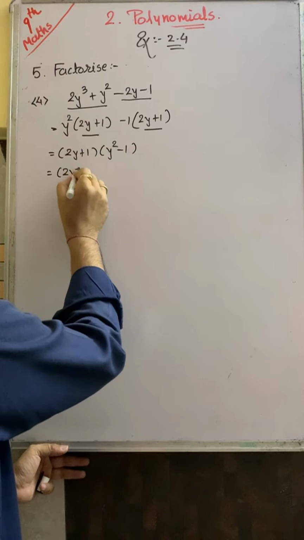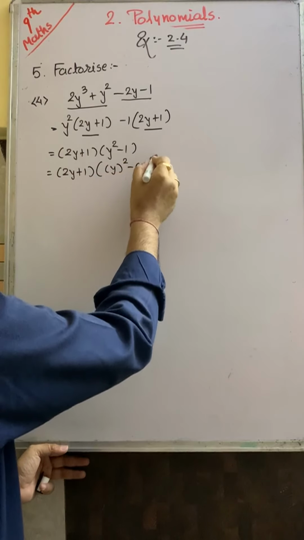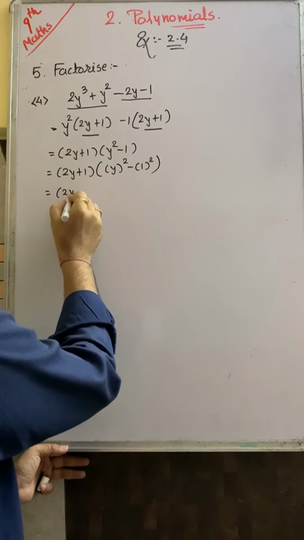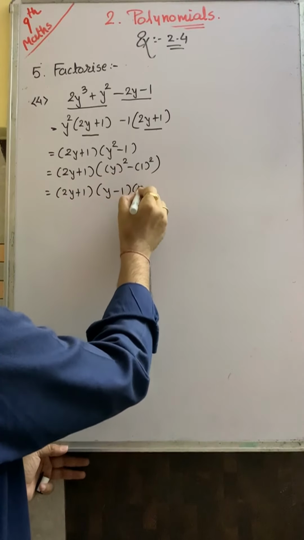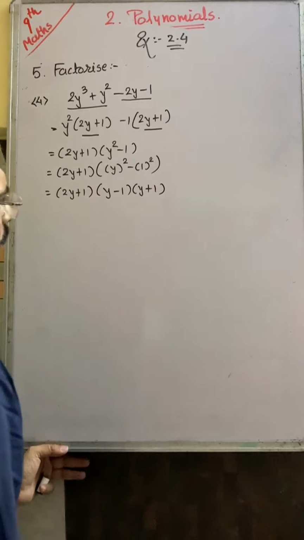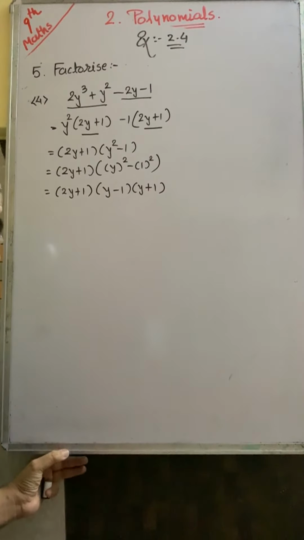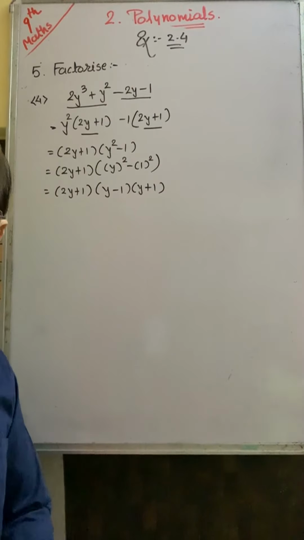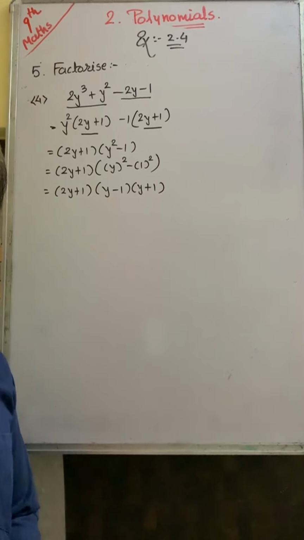You know that y square minus 1 means I can write y the whole square minus 1 the whole square. It is just like a square minus b square. So we apply one time minus and one time plus: y minus 1, y plus 1. So this is your exercise 2.4. Repeat it, the last sum, particularly question number 5. That's it for this lecture.